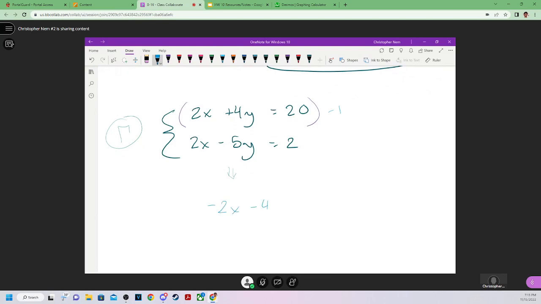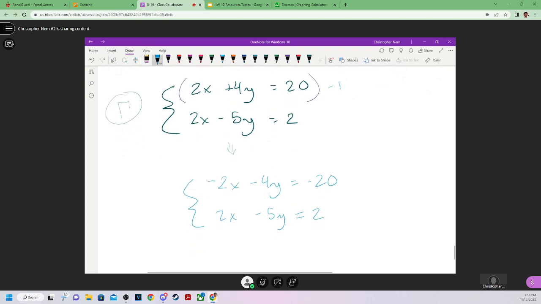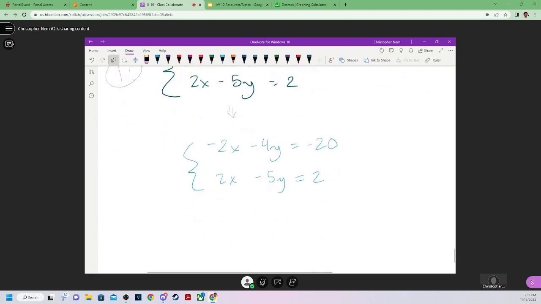-2x minus 4y equals -20. 2x minus 5y equals 2. This is my new system. And now, if I try to add these two together, these cancel out. Now I'm going to be left with -9y equals -18. Y is equal to 2.